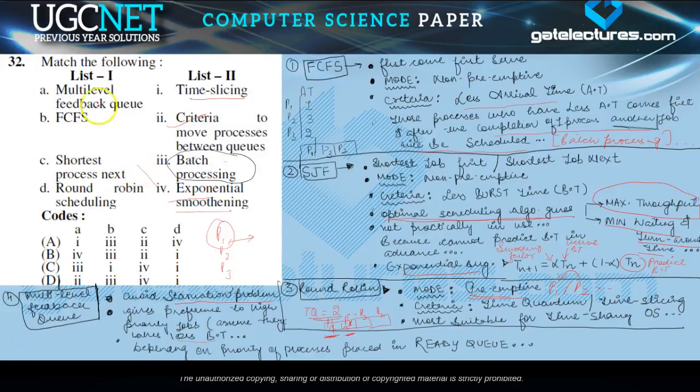So the correct answer is: A is second, first come first serve is third, shortest process next is fourth, and so the answer is D. Okay.